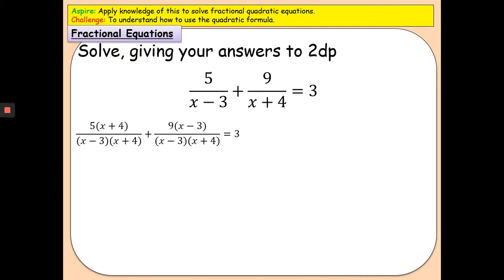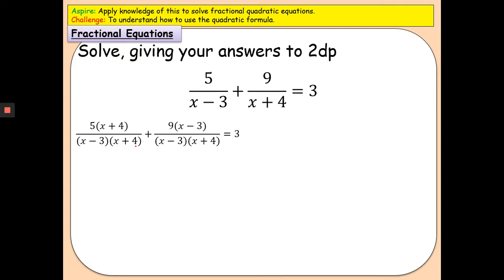Now then, we're going to have to start by simplifying as much as we can. So the top of this fraction is going to go to 5x plus 20. The top of this fraction on the right is going to go to 9x minus 27. And then you've got to simplify your brackets on the bottom. If I times them out, I get x squared. I'd get x times 4 is 4x. And then I get minus 3 times x is minus 3x. And minus 3 times 4 is minus 12.